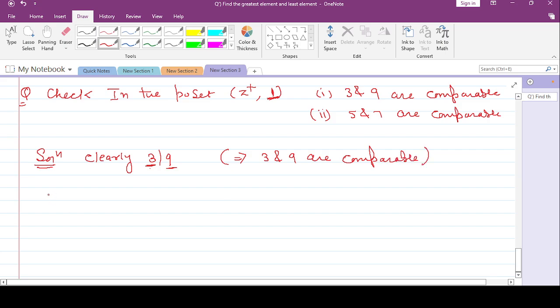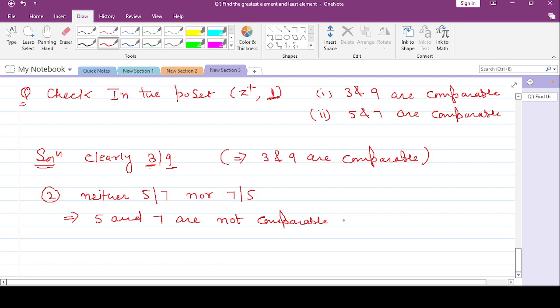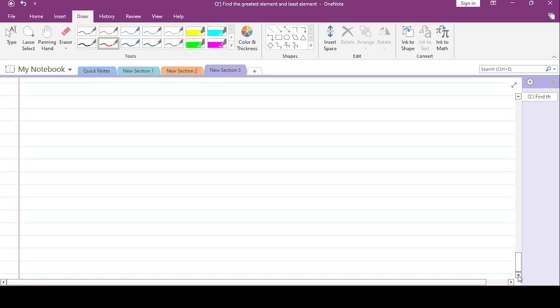Okay, now next, the second part. Neither 5 divides 7 nor 7 divides 5. Neither 5 is dividing 7 nor 7 is dividing 5. It implies that 5 and 7 are not comparable elements. Okay, these elements are not comparable. I hope you people have understood how to check whether elements are comparable or not.